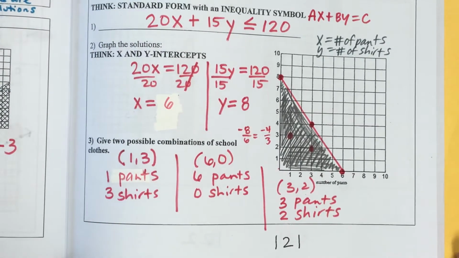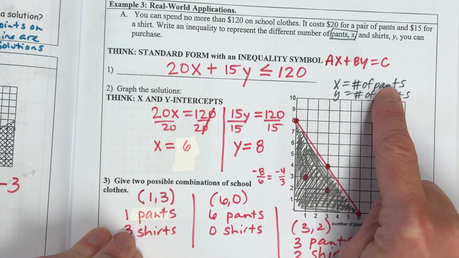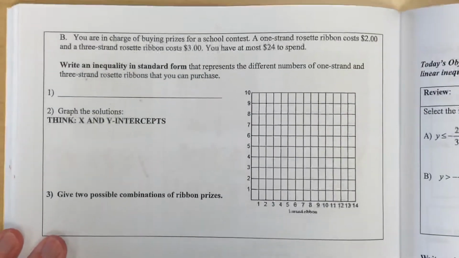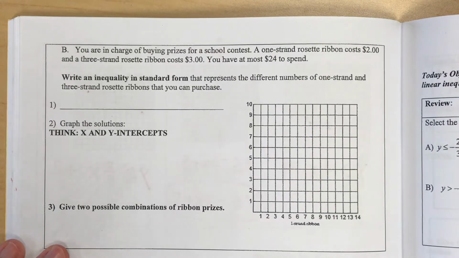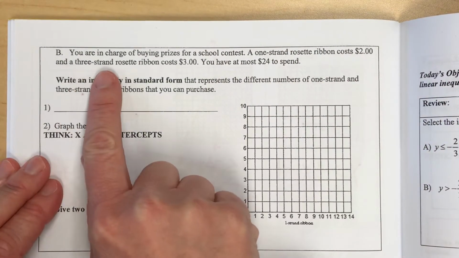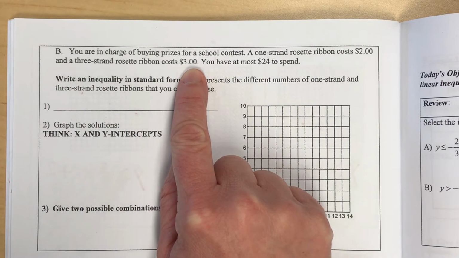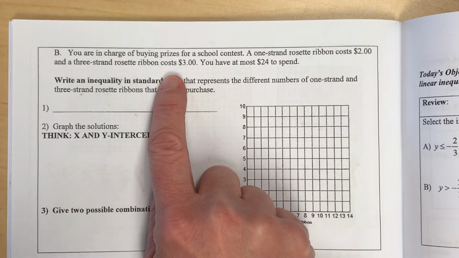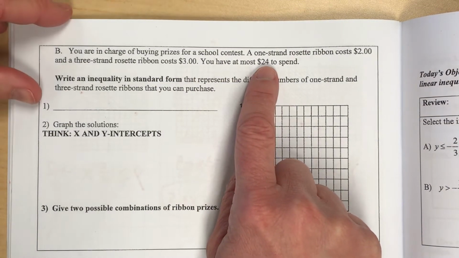All right, let's see if I can do a little better here explaining the next one. But again, it might have helped if I had written down X was pants, Y was shirts. So here's the next page. You are in charge, it says, of buying prizes for a school contest. A 1-strand rosette ribbon costs $2, and a 3-strand rosette ribbon costs $3. So you have some type of ribbon for the prize. Must be not so cool of a ribbon and then way more cool of a ribbon if you got 2 or 3 strands. You have at most $24 to spend.